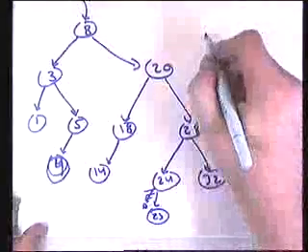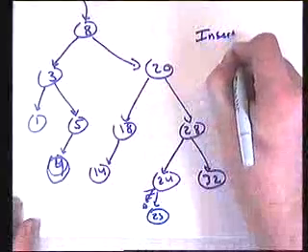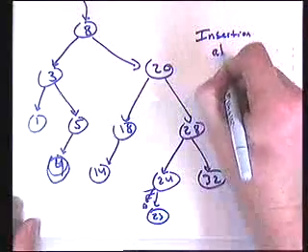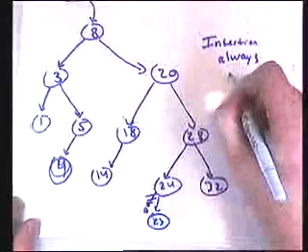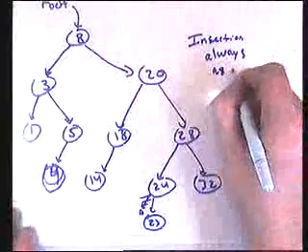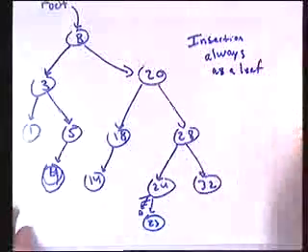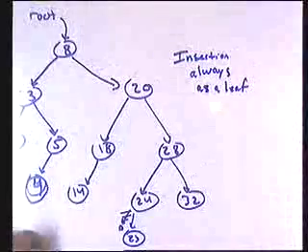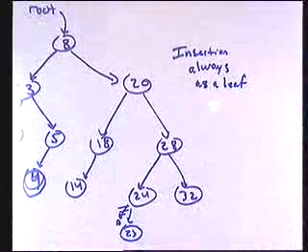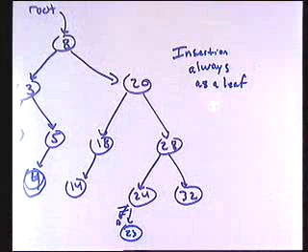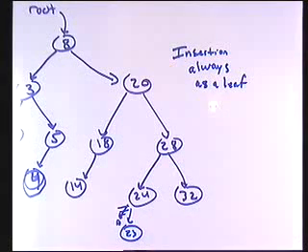Notice this means that insertion is always as a leaf. Binary search trees build downward. Whatever value we insert is always inserted as a leaf, with no children. Not necessarily inserted on a leaf that was already there, though.